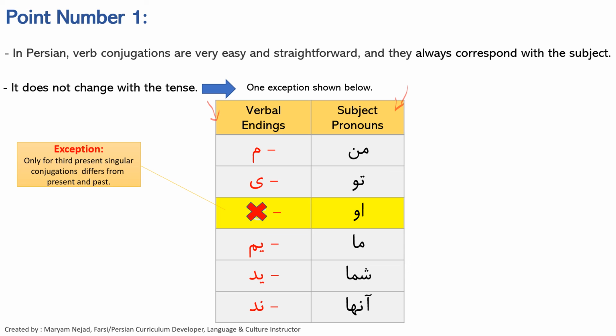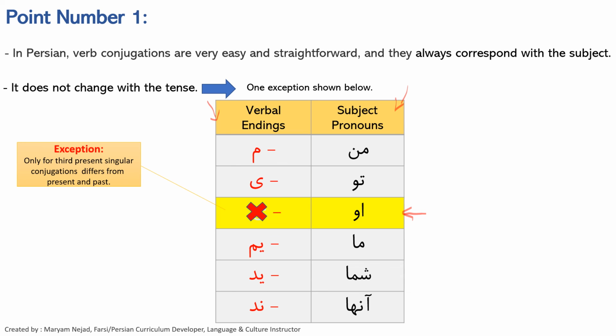But just know that there is an exception that you need to know. It is about third person singular, where the conjugation changes from past to present, which we will learn in the upcoming lessons. But other than that, keep in mind that conjugations in Persian, the verbal ending always corresponds with the subject.